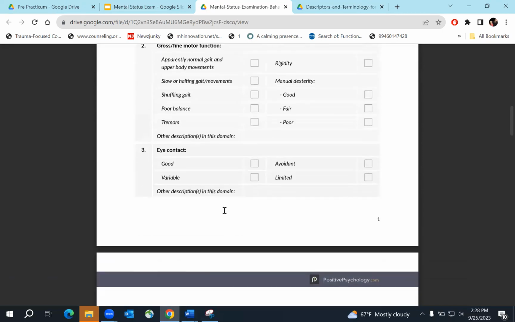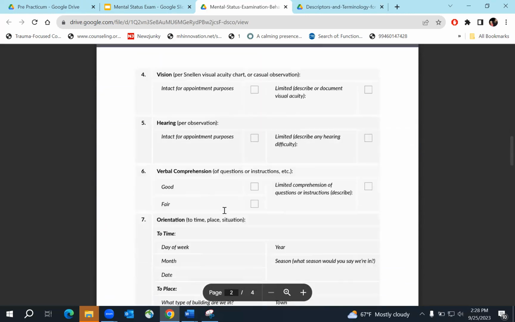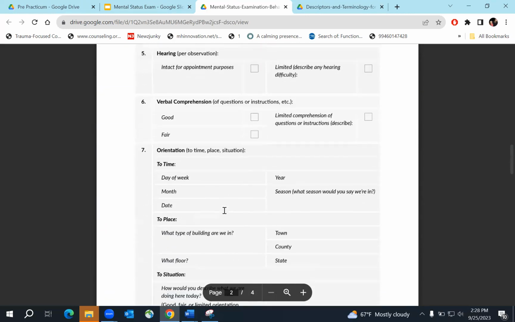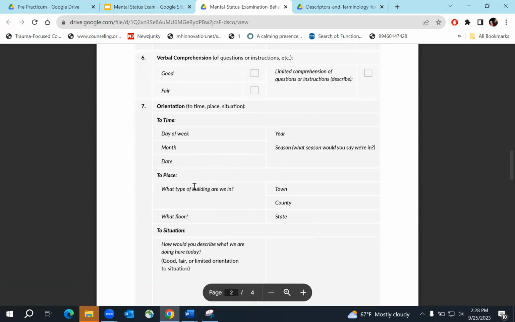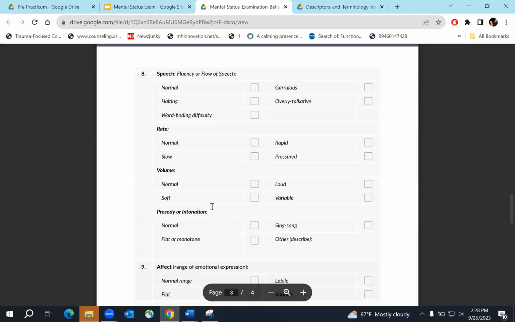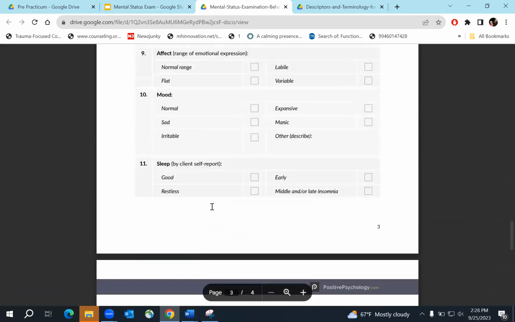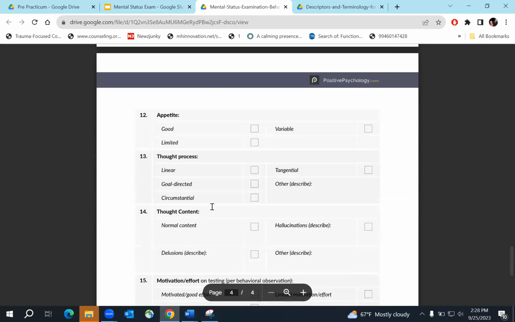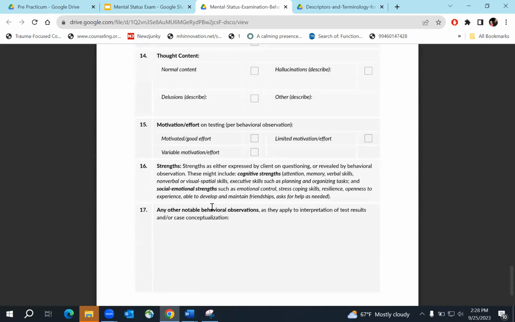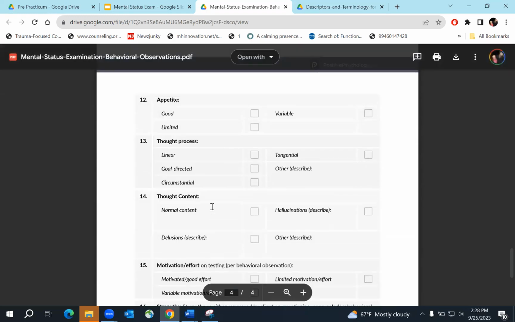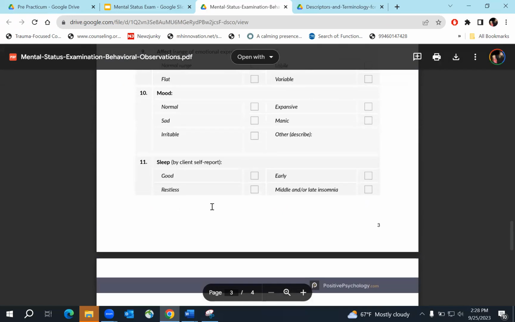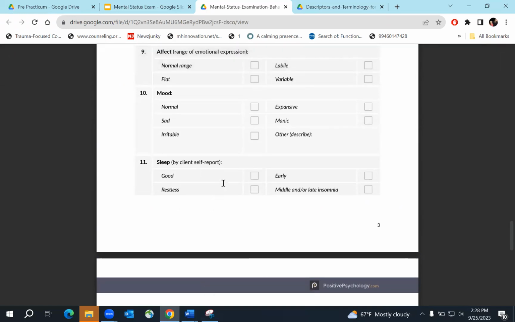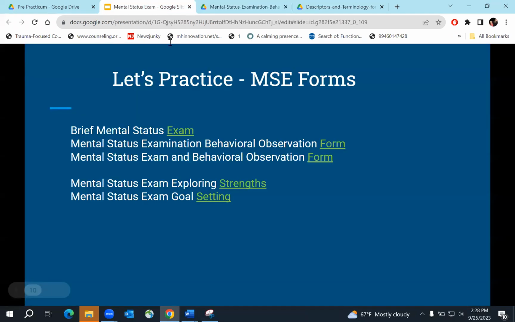And then you go into their motor function. This goes into eye contact, and vision and hearing per observation, verbal comprehension, their orientation to day, time, place, situation, their speech, their affect, how they're reporting their sleep to be, their appetite, their thought processes. So you can see some of these questions are different on each one. The brief mental status exam didn't ask about sleep, but this one asked about sleep. So it's up to you as the clinician. It's very important to know how much your client is sleeping because, again, it leads to diagnosis, which leads to treatment, but you're going to pick which form you like the best.